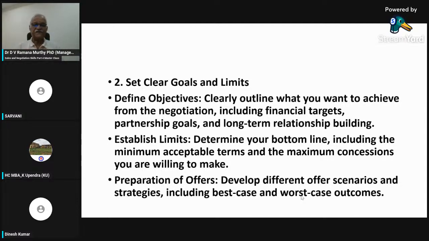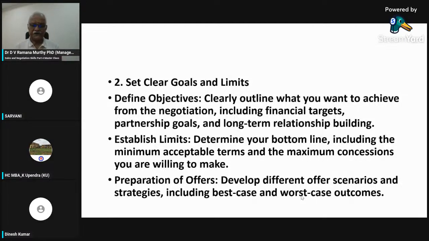Then you need to establish limits for your entire scenario: what are the acceptable terms and conditions, and what are the maximum concessions that you can give to the client organization? You can't give more than what is advantageous for you, isn't it? Otherwise it becomes a disadvantage. So you need to set limits on the extent to which the price can be negotiated, what concessions can be given, etc.